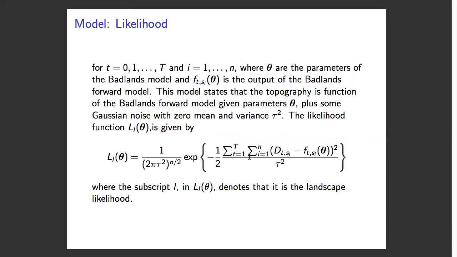Basically, it's very simple. Why do we have these two sums here? You see the D and the F. F of theta is what your Badlands produces. You give it a theta, that means the values of the rainfall parameter and so on, and it outputs a topography, that's the simulated topography, and you compare it with the D, which is the actual topography. Basically, it's subtracting two surfaces, point-by-point subtraction. And tau squared is a parameter that considers noise in the model. This whole thing is because we are following the Gaussian distribution, and this is the math behind the Gaussian. So this likelihood is actually called the Gaussian likelihood.